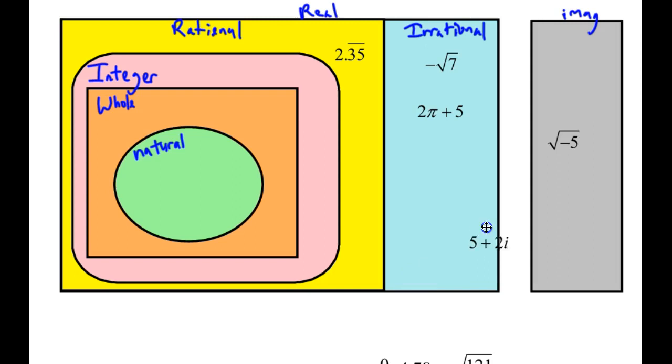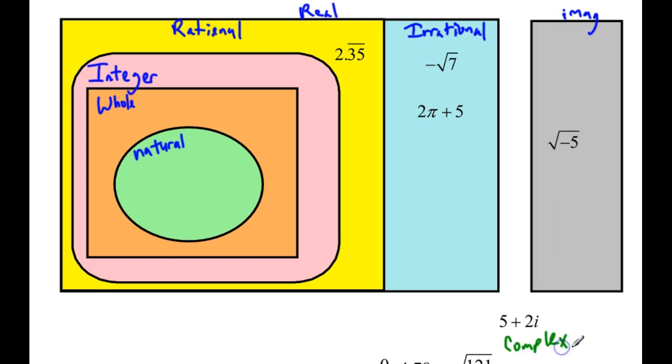5 plus 2i is actually in this. It's kind of a combination of real, that's the real part, and that's the imaginary part. So this is called a complex number. I didn't mention that one, but that's the bigger category here.